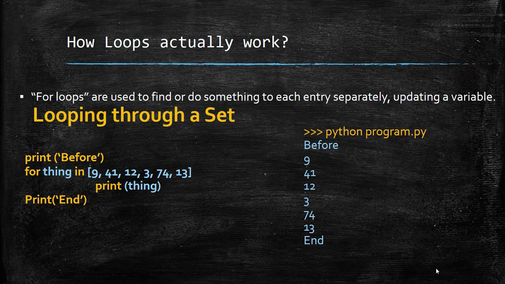Now after the 13, we don't have any element inside the set of data. So the for loop will be terminated, and the last line, print end, will be executed. You can see that at the end of the output, end has been printed out.